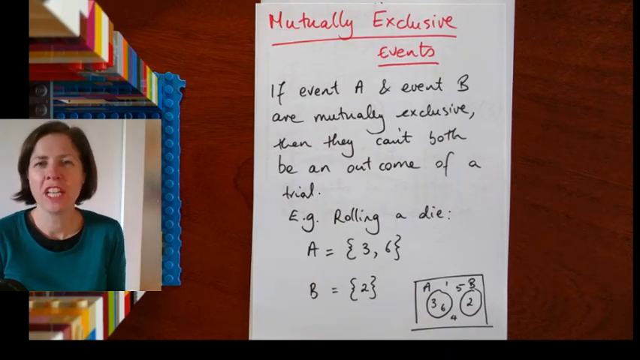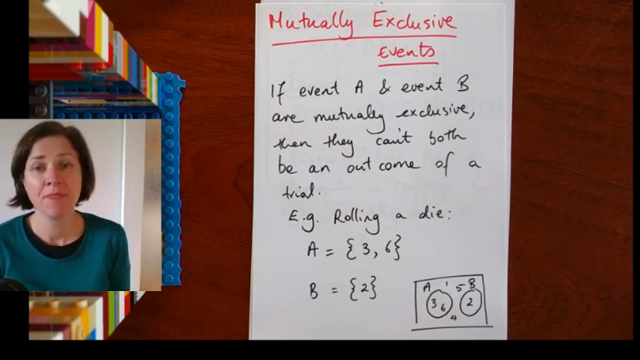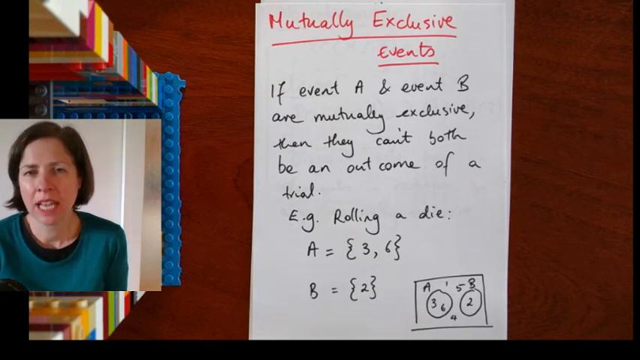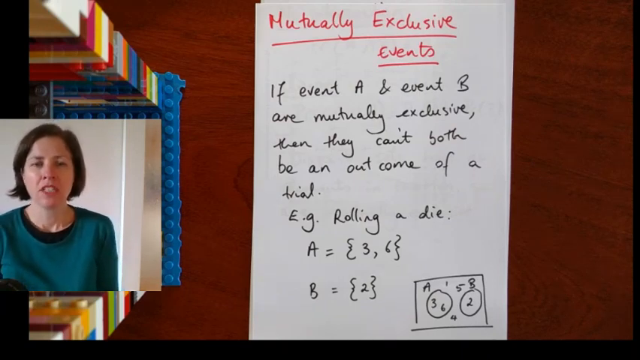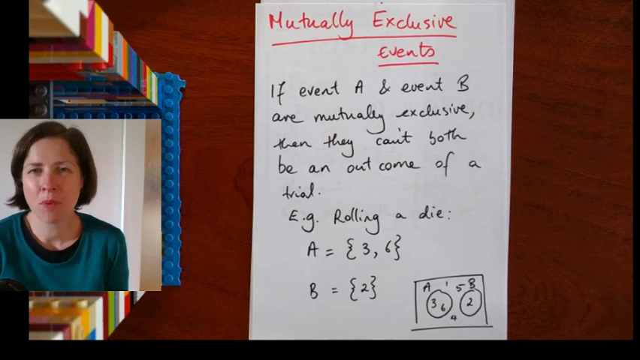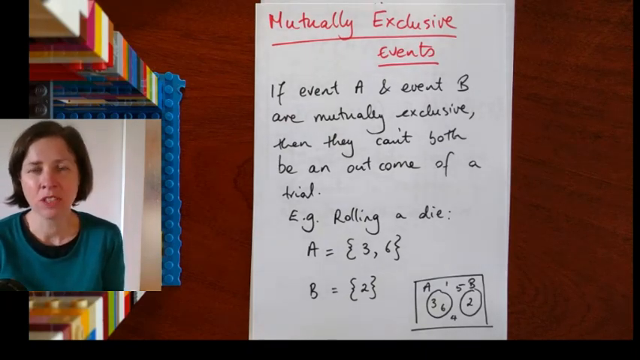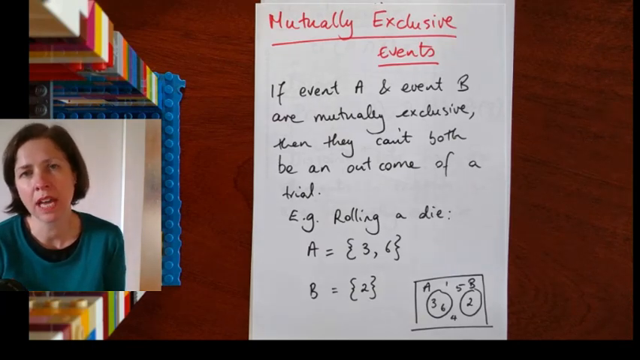This is a short video to talk about mutually exclusive events in probability. So mutually exclusive means that they both can't happen at the same time. So if event A and event B are mutually exclusive, then they can't both be an outcome of a trial. A really simple example is when I flip a coin, I can either get heads or I can get tails. I can't get heads and tails because they're mutually exclusive, okay?